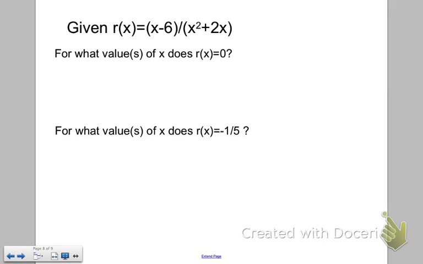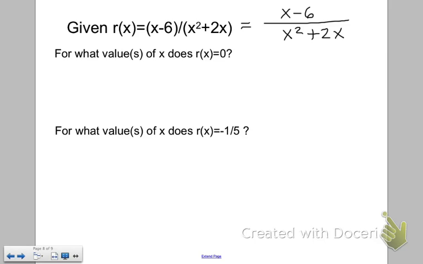Okay, now we're going to look at the function r of x equals the quantity x minus 6 over x squared plus 2x. I'm going to rewrite that for us. So we've got x minus 6 over x squared plus 2x. Now the first question asks me for what values of x does r of x equal 0.